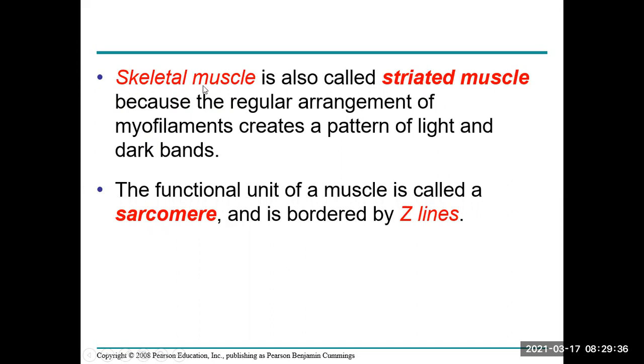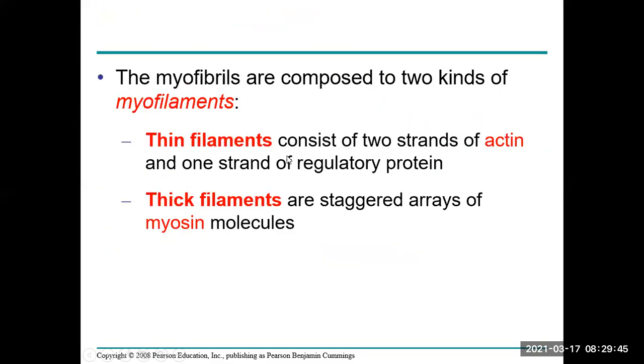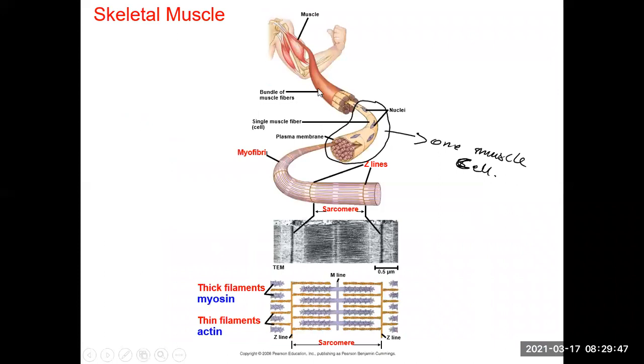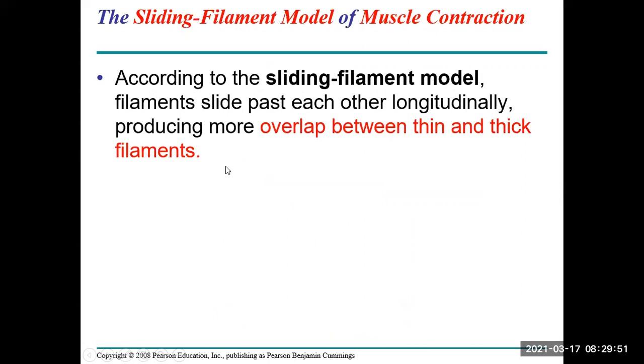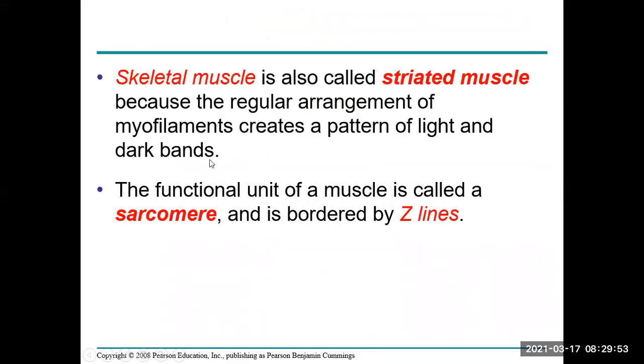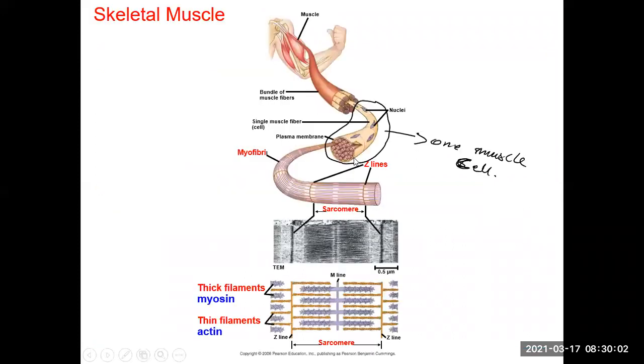This is the structure of skeletal muscle, okay? It's called striated muscle because if you look at the muscle structure, it looks like lines, right? That's why we call it striated muscle. The functional unit of muscle is called the sarcomere. We explained it. It's bordered by Z lines, right?